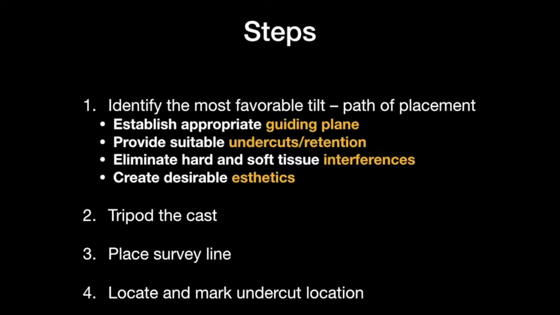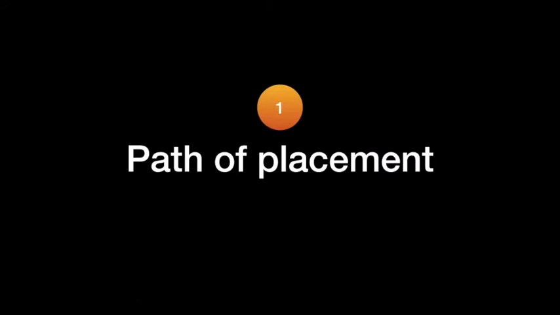Okay, now let's talk about the purpose of the surveyor. First of all, we can use the surveyor to survey the diagnostic cast. We have 4 steps for surveying a diagnostic cast. First, you have to identify the most favorable tilt, which means you have determined the favorable path of placement. Second will be to tripod the cast. Third will be to place the survey line. The last will be to locate and mark the undercut. So let's talk about the path of placement first.